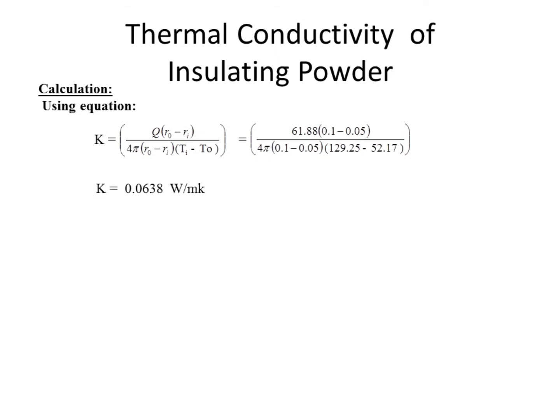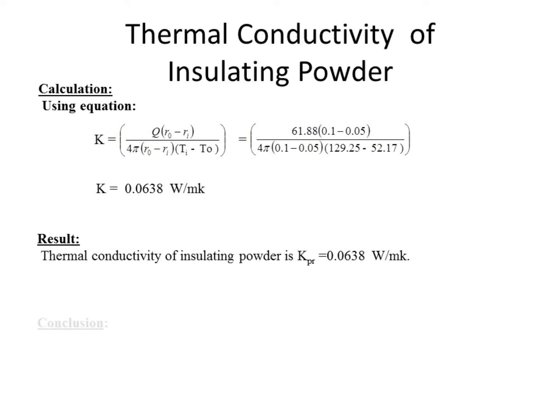Hence, after putting all the values in Fourier's law of heat conduction equation, we get the thermal conductivity of insulating powder K equals 0.0638 watt per meter Kelvin. Results: thermal conductivity of insulating powder is 0.0638 watt per meter Kelvin.